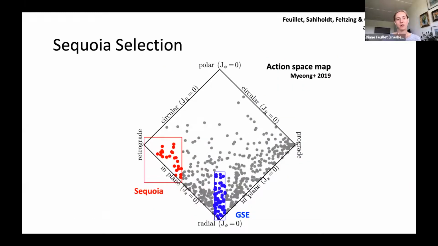Okay, so coming back to the Sequoia selection, sorry. This is the action space map that is presented in the Mayon 2019 work, where they use this space, which is basically a combination of the different action parameters. And they choose the Sequoia population to be stars that lie in this highly retrograde space over here, whereas they choose Sausage-Enceladus stars to be in this highly radial space straddling zero angular momentum.